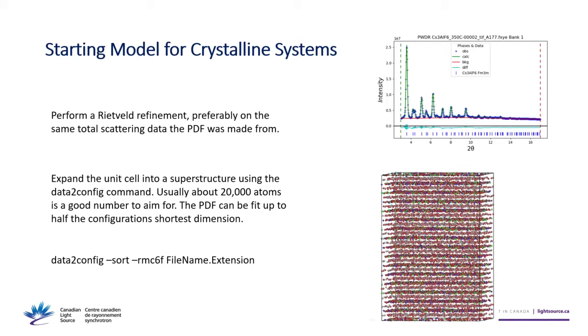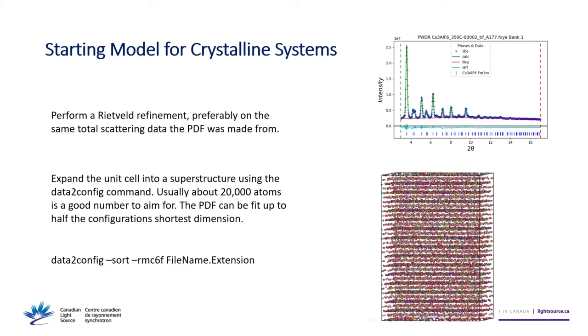For crystalline materials, making the starting configuration is pretty easy. Usually you're just going to expand the unit cell, and there's a command to do that, into a big supercell that's a whole bunch of unit cells in a row. A lot of this you can also do, as Bob mentioned, in GSAS-II. He's set up a feature where you can create these files from it. But if you don't, there's also a simple command to do it as well.